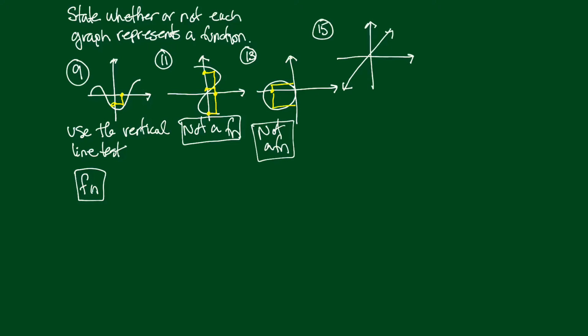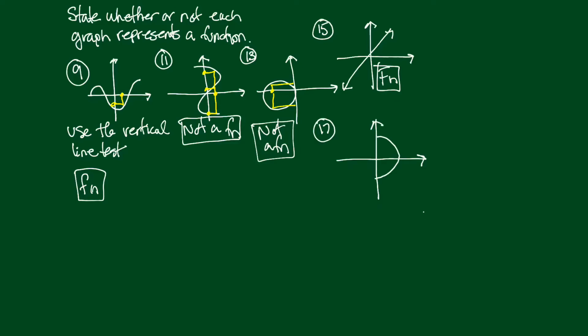Now number 15, do you see this is a function? It passes the vertical line test. If you pass a vertical line anywhere through that graph, it hits it exactly once, no more than once. So each x value produces exactly one y value. One input, exactly one output. So we're going to say that this represents a function.